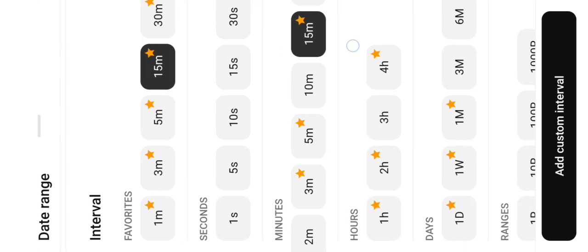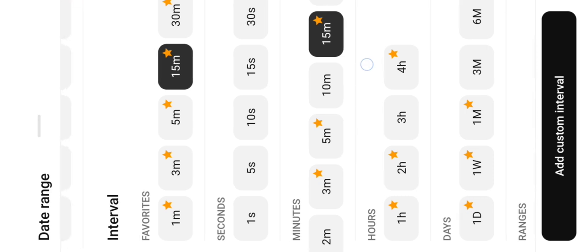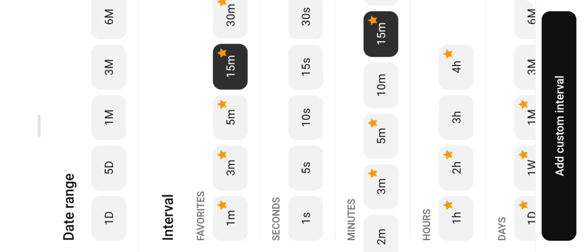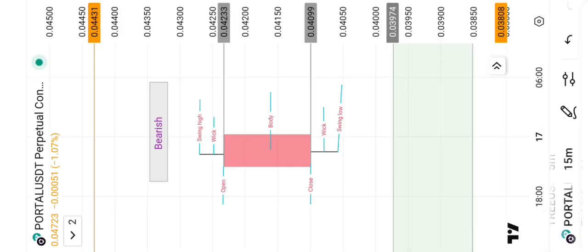It depends on how long you want to trade. If you want to trade for a longer time, the higher the time frame, the higher the setup will be. So if you set your time frame on 1 hour, that means every 1 hour, a new candle is being formed. That's how it's being formed.